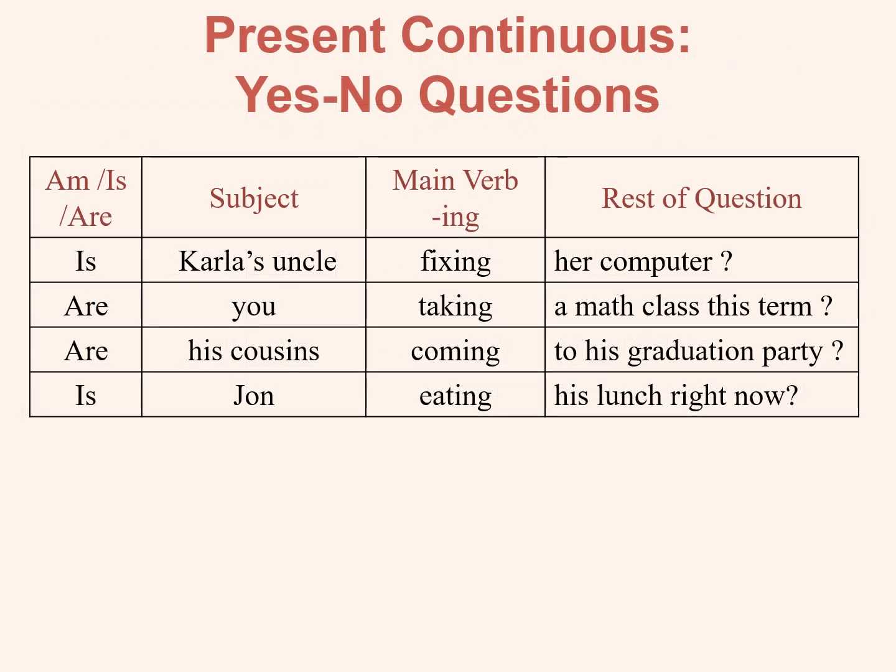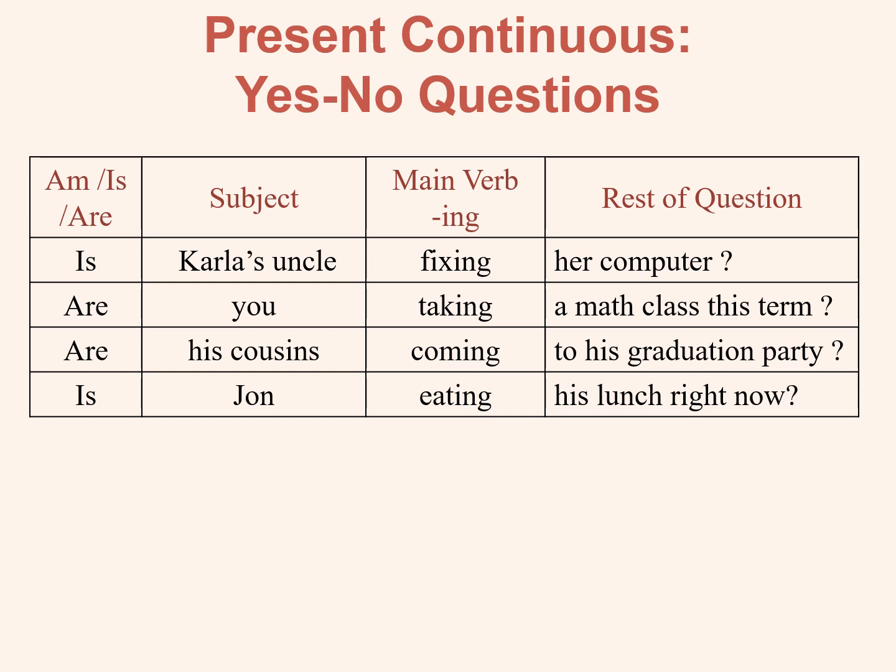To form yes-no questions in the present continuous, that is, questions that we normally answer with yes or no, we put the auxiliary am, is, are before the subject. So am, is, are goes before the subject. The main verb in the ing form comes after the subject.